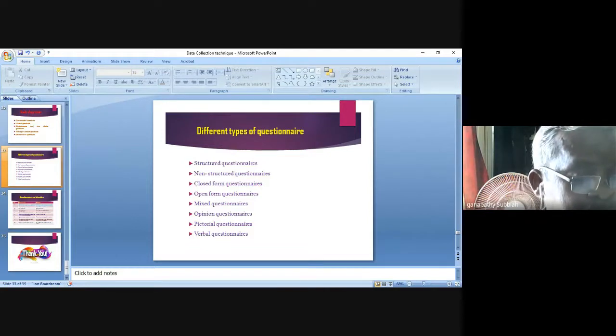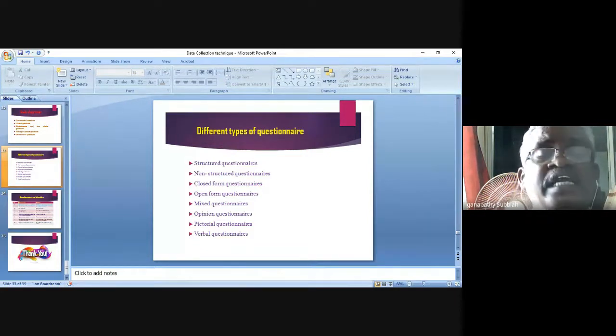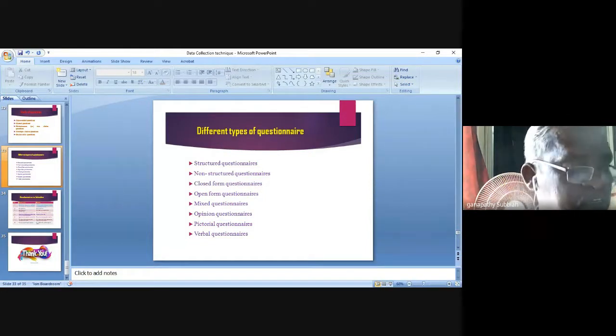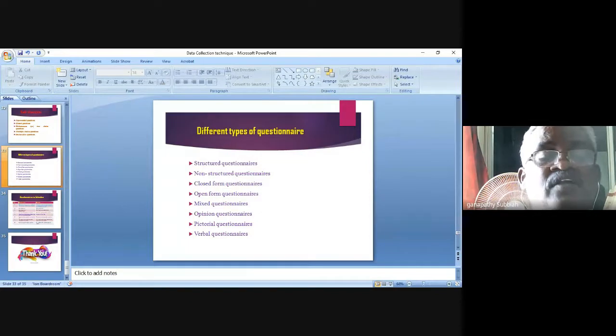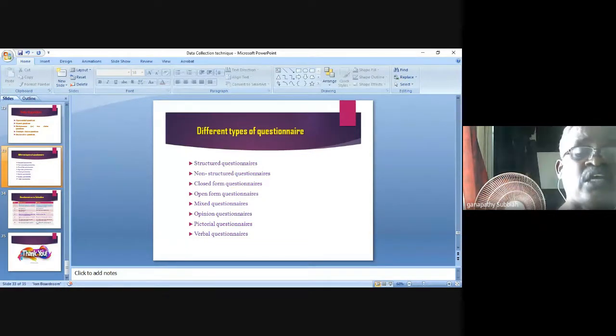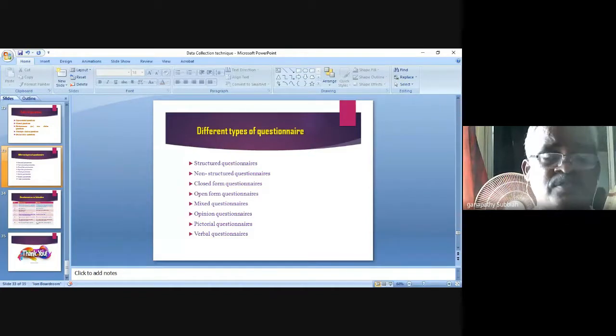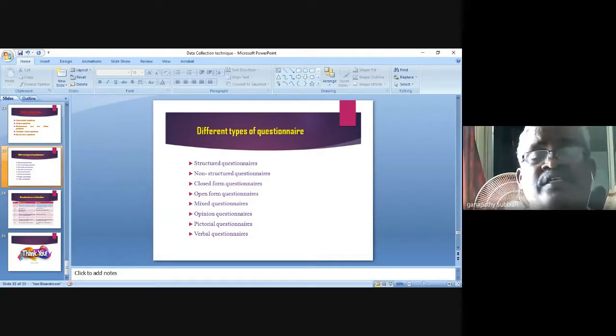Number one, structured questionnaires. The structured questionnaire contains definite, concrete, and direct questions. The questions are direct to the respondent, and concrete information is to be contained. All questions are direct in nature to the respondent. That is the structured questionnaire method. For example, what is your name? What is your name and address? So these are the types of questions in structured questionnaires.